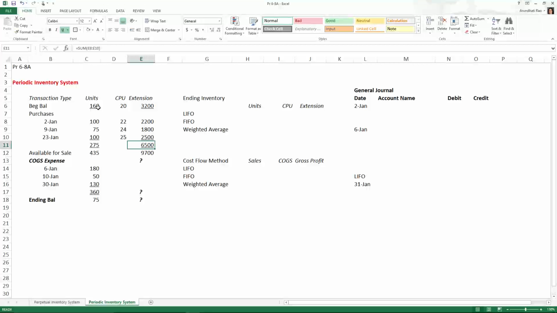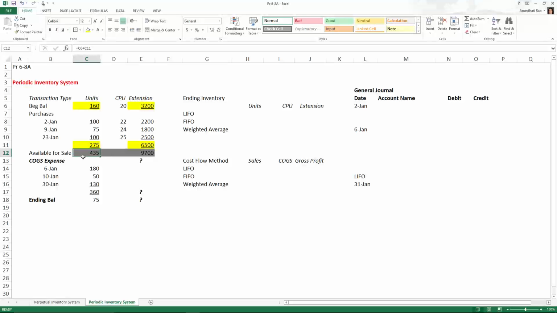What we have available for sale is the beginning balance, the inventory we had on hand, plus the purchases for the current period. That gave me this cost of goods available for sale. Put that in a different color over here. And the extension over here is 160 times 20, and the 275 was these 3 numbers added. Similarly, 6,500 is the 3 extensions added.